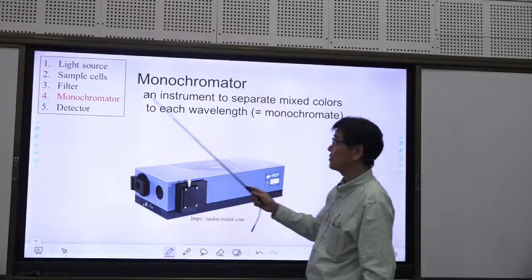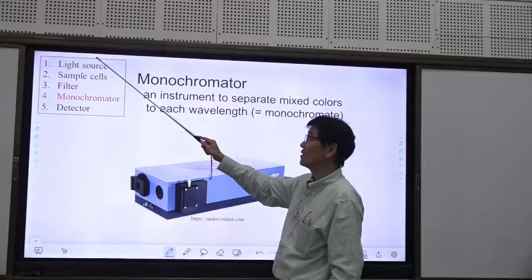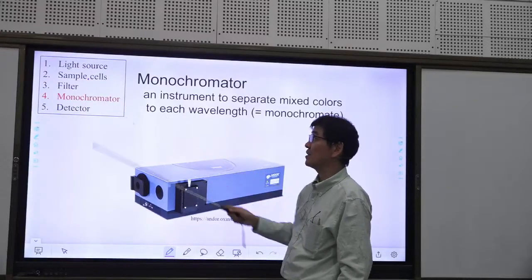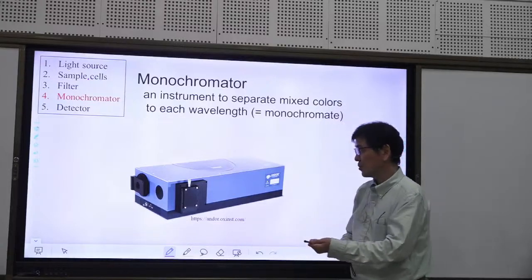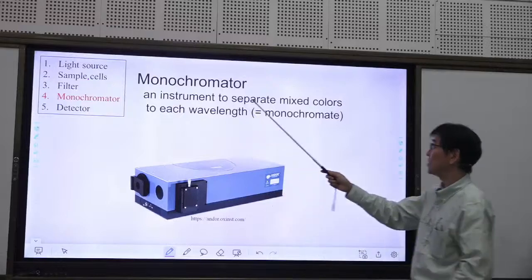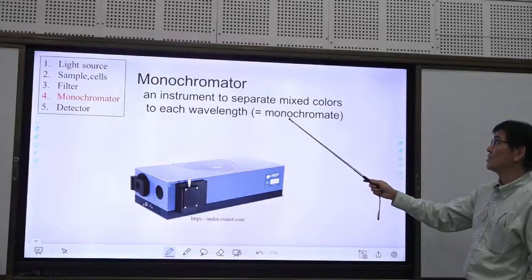Okay, so for the measurement of the Raman signal, a light source laser is needed, a sample cell is needed, a filter is needed. One of the most important elements is the monochromator. This is the instrument to separate mixed colors into each wavelength. That is to monochromate.